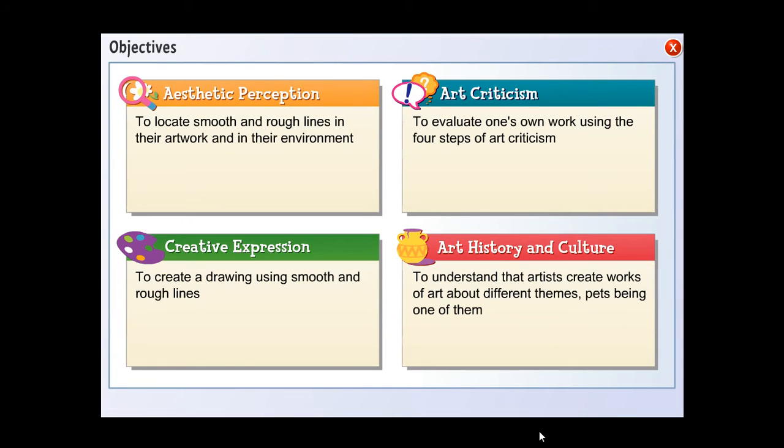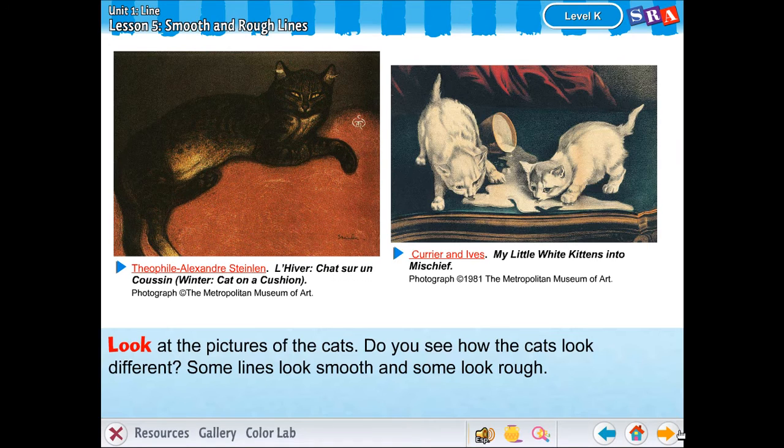So our objective, and what we're going to learn today, is how to find smooth and rough lines in artwork and smooth and rough lines around you in your house. For your lesson of the week, you are going to draw a picture showing smooth and rough lines. And you're going to understand that artists use different themes in their work of art, pets being one of the themes. Let's check it out.